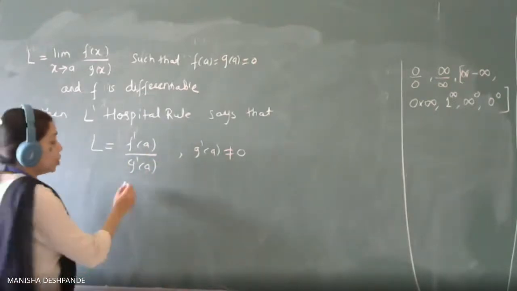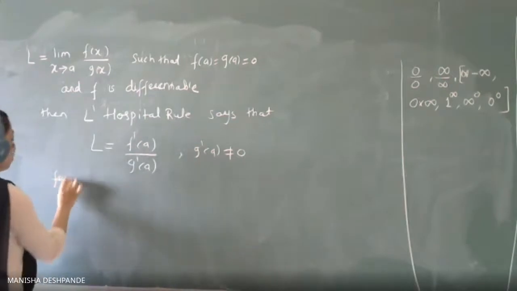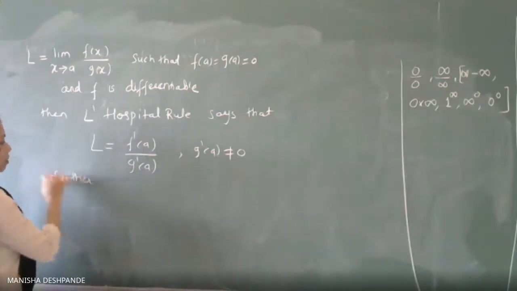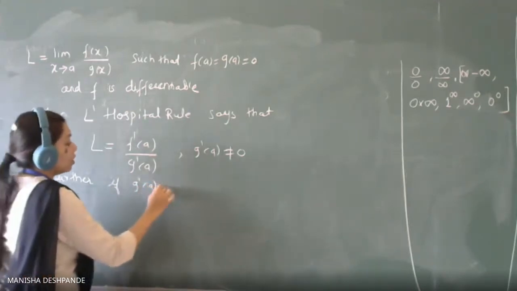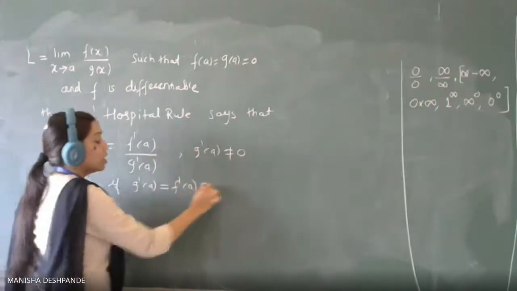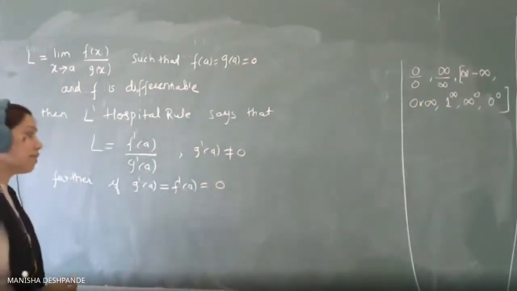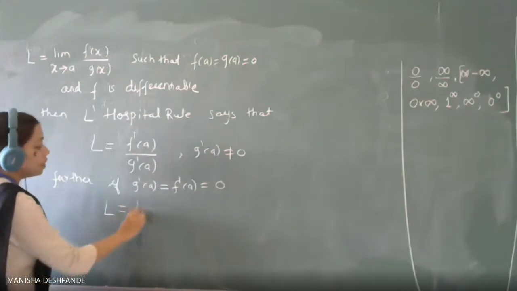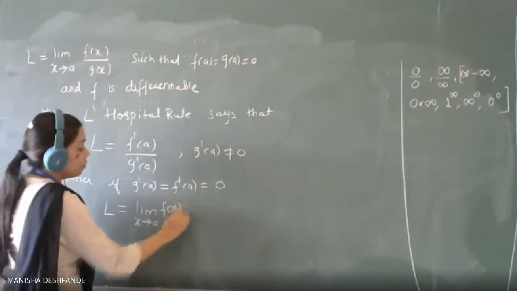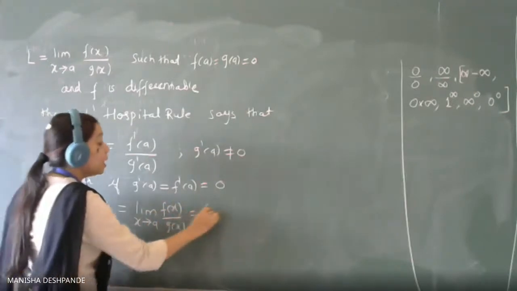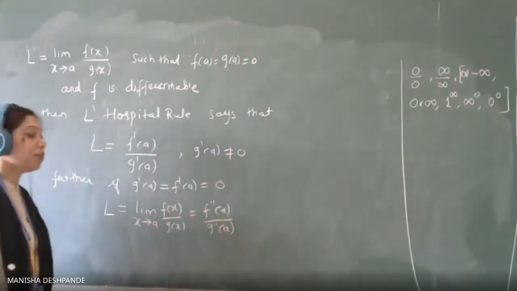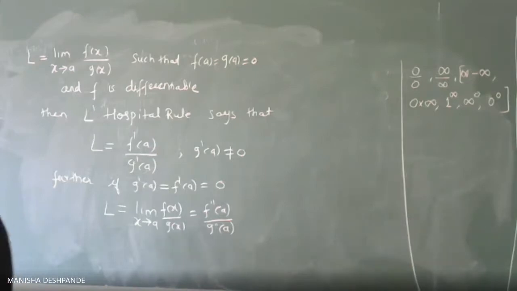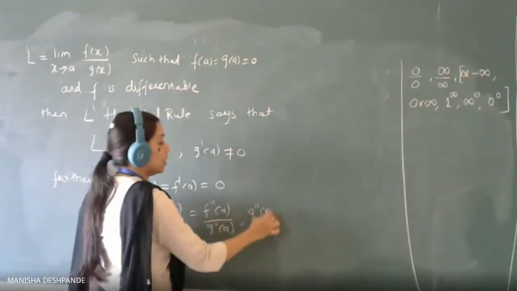Now suppose g dash of a is further zero. What is the further thing? Again we can apply L'Hospital rule and say that further, if g dash of a as well as f dash of a is 0, then your original limit of f of x upon g of x will become double derivative of f at a upon double derivative of g at a. And again the same restriction, such that g double dash of a is non-zero.